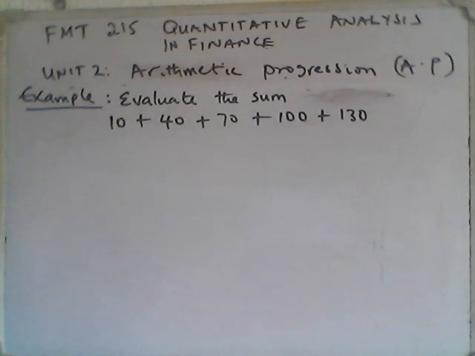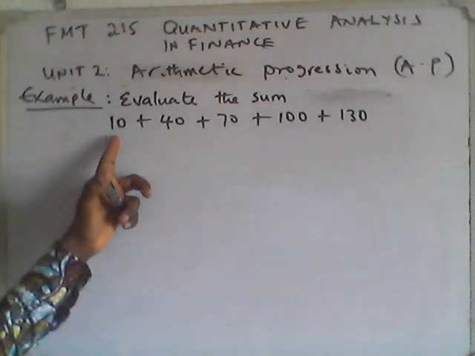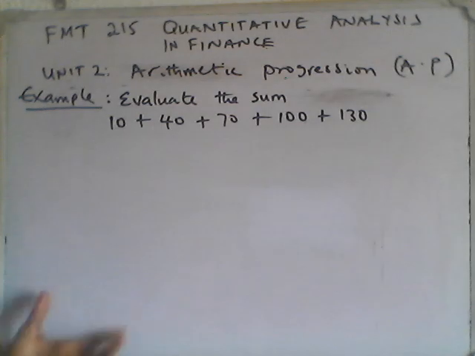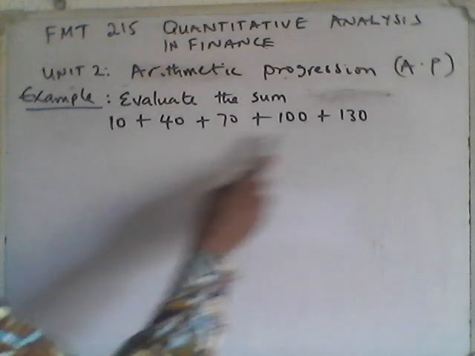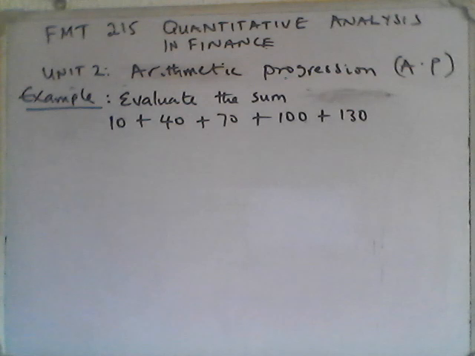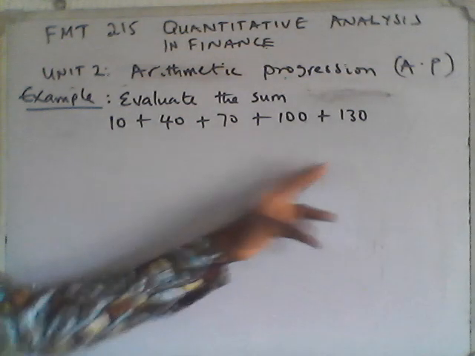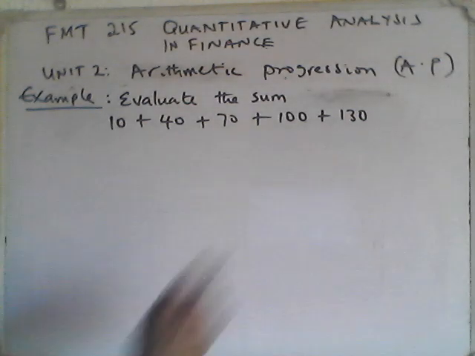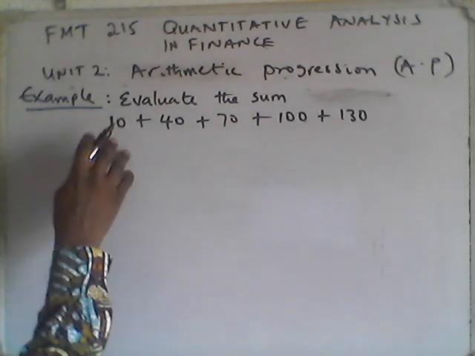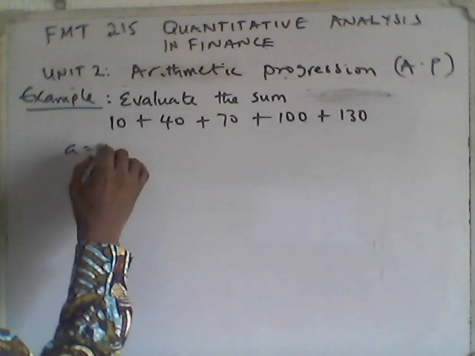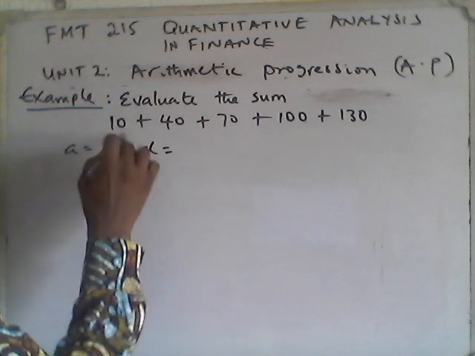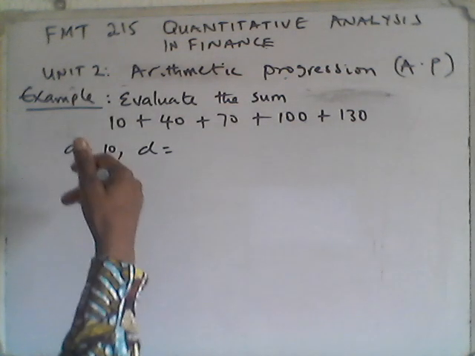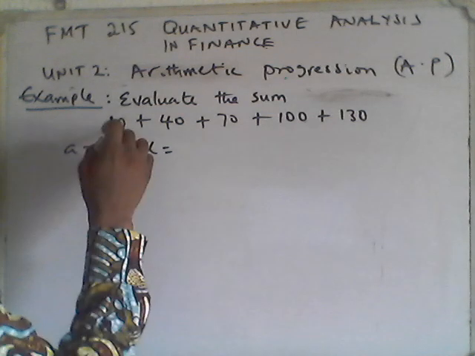So I have on the board, evaluate the sum 10 plus 40 plus 70 plus 100 plus 130. We can choose to bring out a calculator and start adding these values, which is still okay. But looking at this, it's a series because I have a plus sign in between. I see the characteristics of the series in order. The first thing, it has a first term, A is equal to 10. It has a common difference. The difference between a term and a preceding term is a constant.